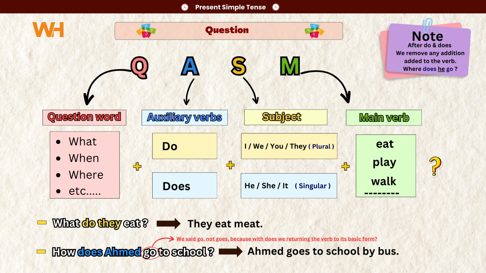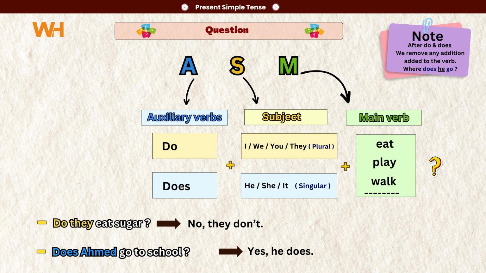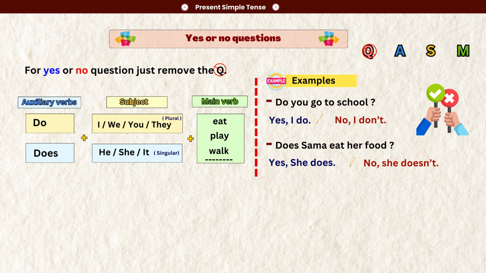What about yes or no questions? It's very simple. Just remove the Q. So that means we will start with do or does, then the subject and the main verb. For example, do you go to school? The answer will be yes, I do, or no, I don't. Does Sama eat her food? Yes, she does, or no, she doesn't.